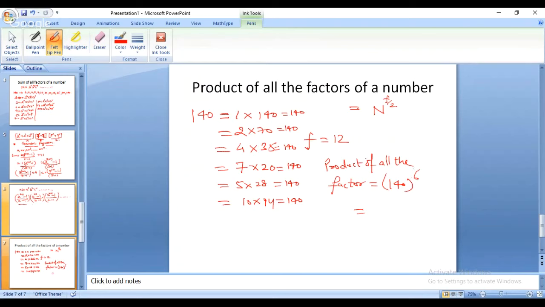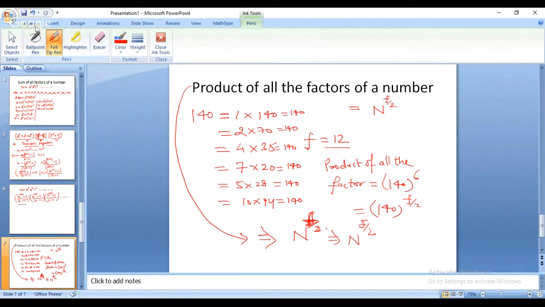And what is 6 here? Number of factors upon 2. So we are getting the formula, right? So the product of all factors of a number would be equal to the number to the power number of factors upon 2. Let me write it clearly, number of factors upon 2, right? Let's move ahead to the next slide.